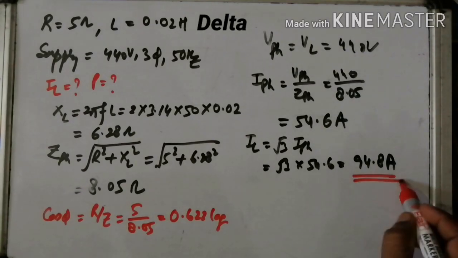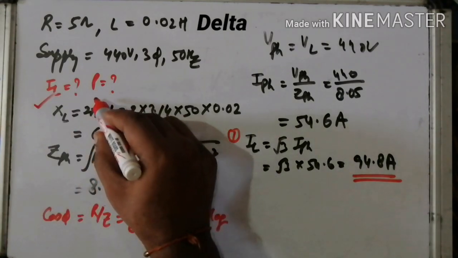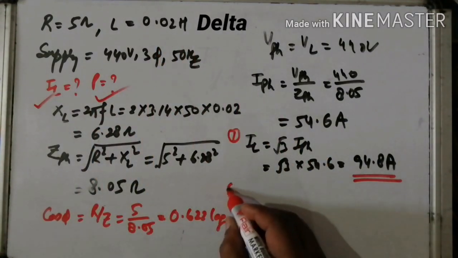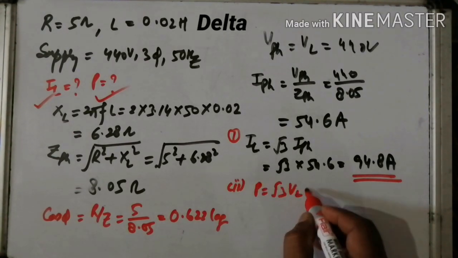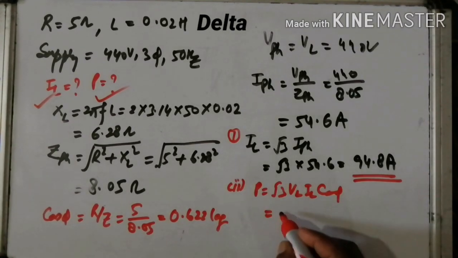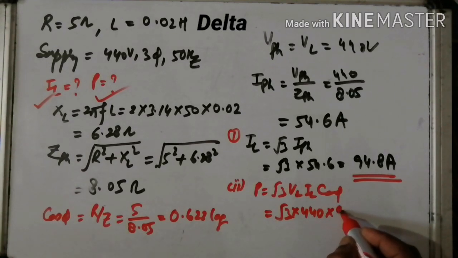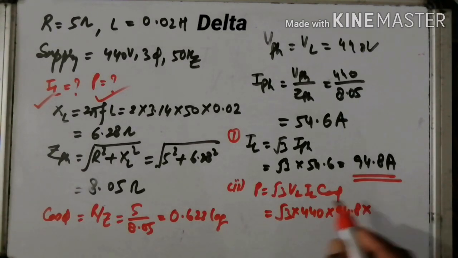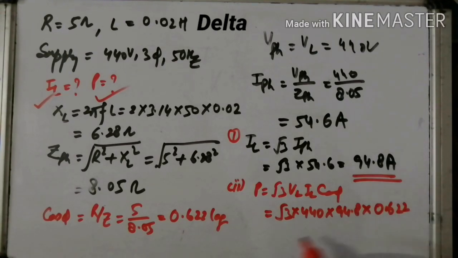This is our first part. Now power absorbed. Now see the second part, that is P equal to under root 3 VL IL cos phi, equal to under root 3, VL is 440, IL is 94.8 and the cos phi is 0.622. After the calculation it is 45,000 watt.